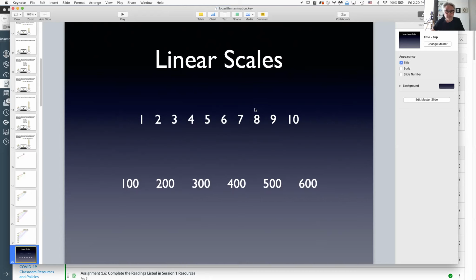Linear scale. The same thing down here. It doesn't have to be only single digits. It can be hundreds here. So the difference between 100 and 200 is exactly the same as 400 and 500. Every one of these steps is exactly the same. We good on this part? Okay.